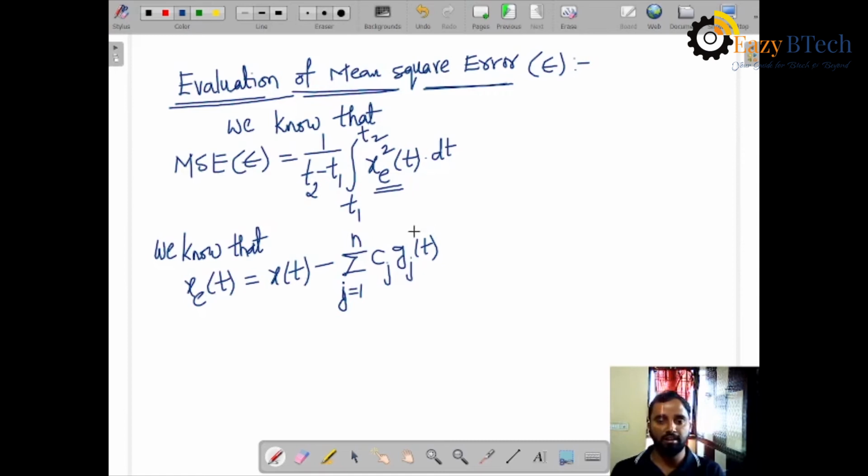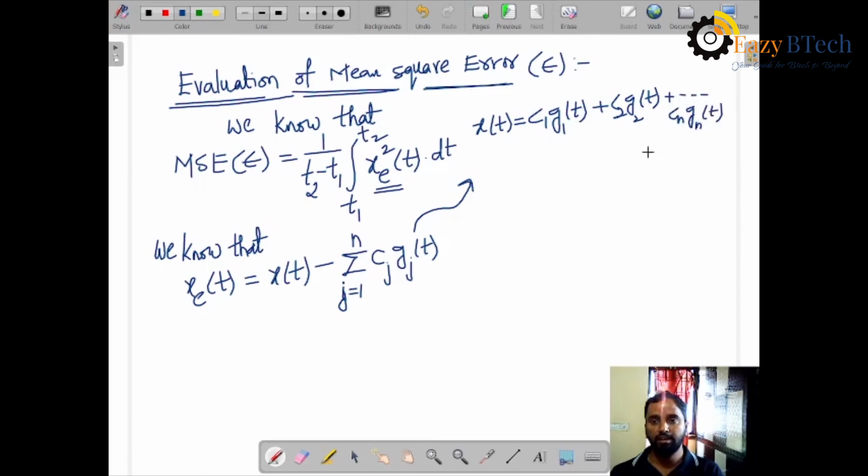How did I write this error signal? Actually, x of t we can write as C1 G1 of t, C2 G2 of t, and C3 G3 of t, and so on up to Cn Gn of t. We have n number of mutually orthogonal functions. So plus error xe of t. From this we can write xe of t is equal to x of t minus summation j is equal to 1 to n of cj gj of t. And we know the formula of cj.